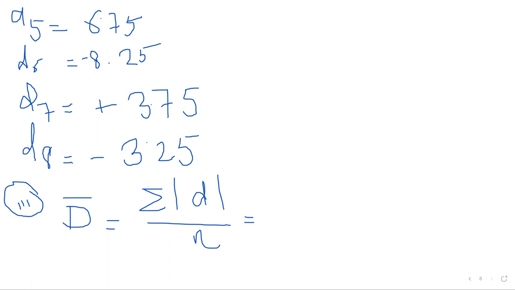This is the formula. You just do the addition and tell me the answer. The signs of the deviations are disregarded here. This you have to keep in your mind. Ma'am, 46 by 8 and the answer is 5.75 kilohertz. Yes, 5.75 kilohertz. So this is my average deviation.